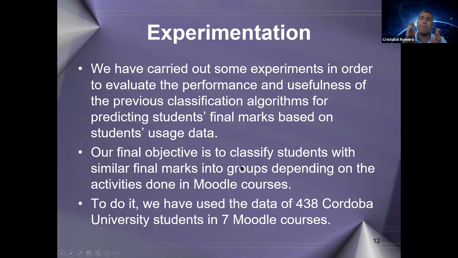It's not only pass or fail. No, we are going to see four groups. Now I explain the four groups. To do it, in total we have seven courses with 438 students. This is the total number of students, or data, that we have in our dataset.